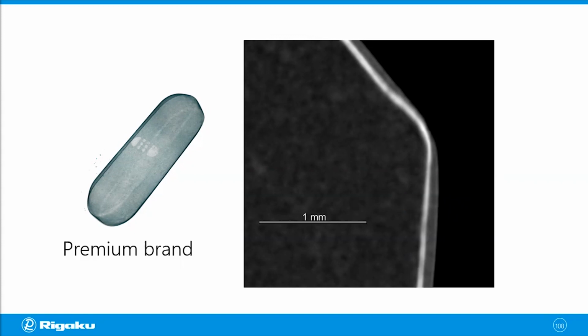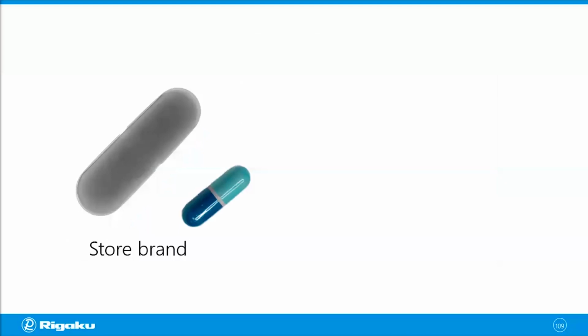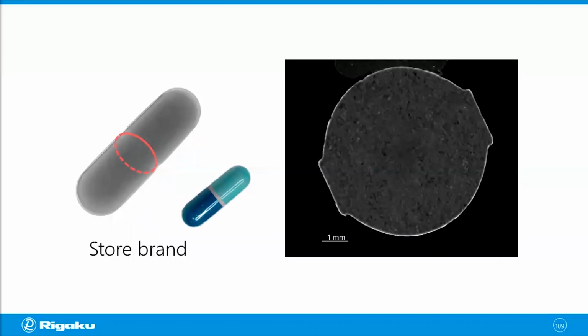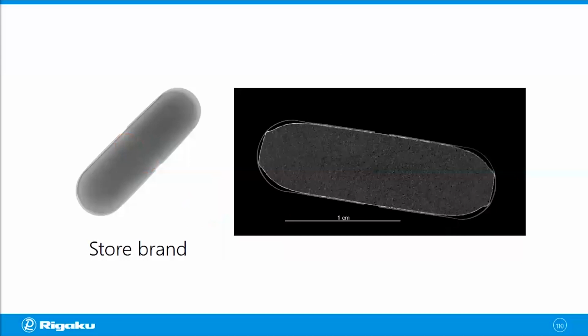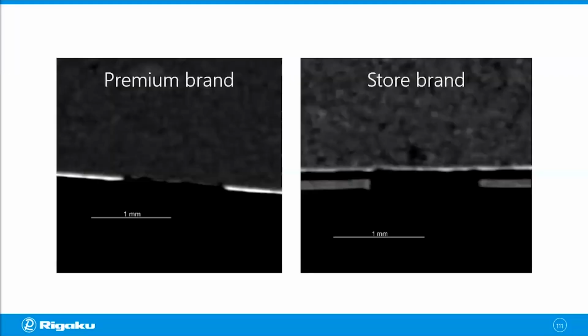Now let's take a look at the store brand. So this is a store brand tablet CT scan. There is something going on here, but it's not as clear as before. We can look at the cross section here. Then you realize that this coating is everywhere, and we don't see any opening or hole in this case. We can look at this from the side, and again, there might be something going on here, but it's not very clear. If you compare those two brands, actually the difference is pretty clear.